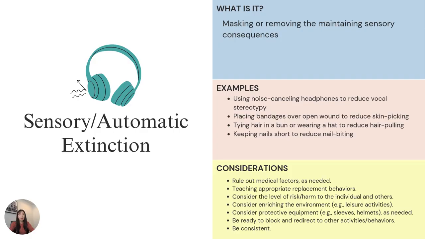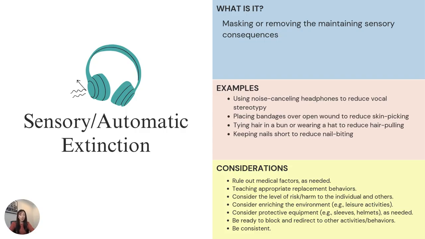We also want to consider the level of risk or harm to the individual and others. So, for example, headbanging is a high risk. We want to target the behavior immediately. Vocal stereotypy, I would say it's maybe medium risk because it's not too much of a harm to others. It might be disruptive, but not too much harm. Hand flapping, I'd say it's very low risk. Usually, there's no harm done with just hand flapping itself. We want to consider these things before we create some sort of treatment plan for the child or individual.